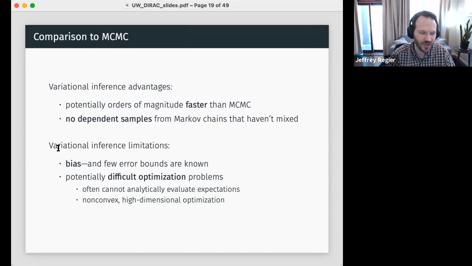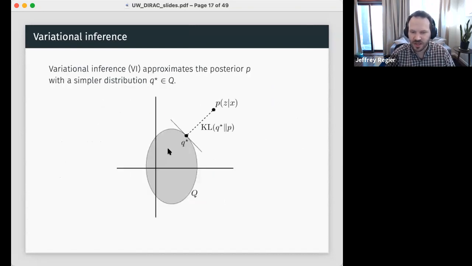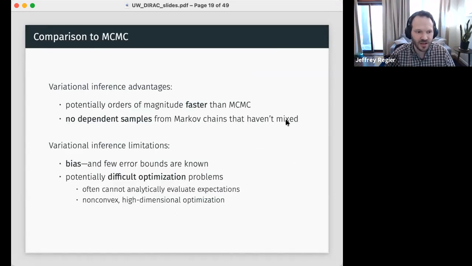There's no free lunch, and VI has some limitations. One is the bias. Even if you solve this optimization problem, you don't recover the true posterior distribution. You recover an approximation to it, whereas MCMC is asymptotically exact. That's a drawback. We can hope to make Q flexible so that it does pretty well, but it's a real limitation of VI. Another is that while we don't have to sample in variational inference, the optimization problems we're required to solve can be difficult.